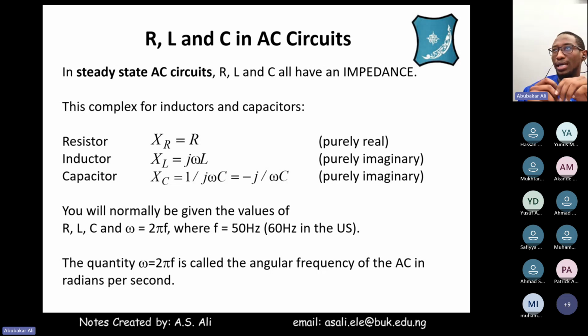We're going to look at RLC circuits and AC analysis. So, are we all on the same page? Good. So RLC circuits. R stands for resistor, L stands for inductor, and C stands for capacitor.